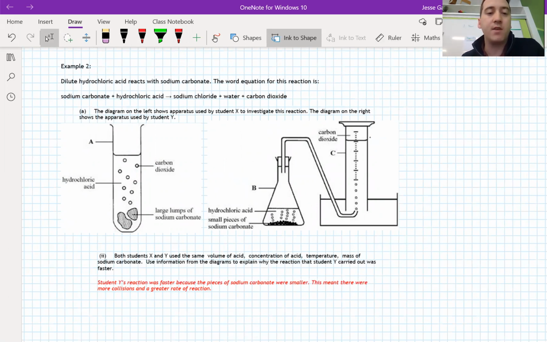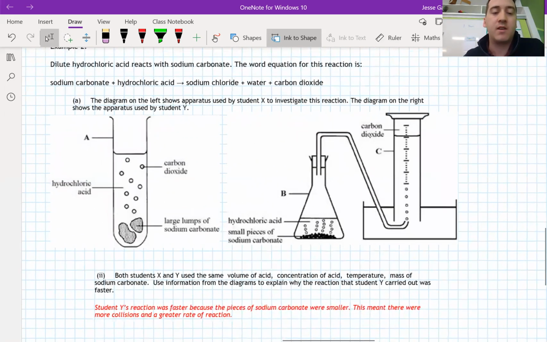It's not really that relevant here anyway. What's relevant is the diagrams. Let's have a look at the diagram. The diagram on the left shows the apparatus used by student X to investigate the reaction, and the diagram on the right shows what student Y did. Now look at A and B. What's different about them? Look at the sizes of the pieces.